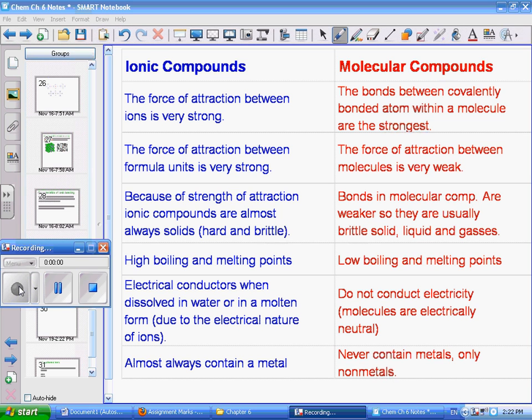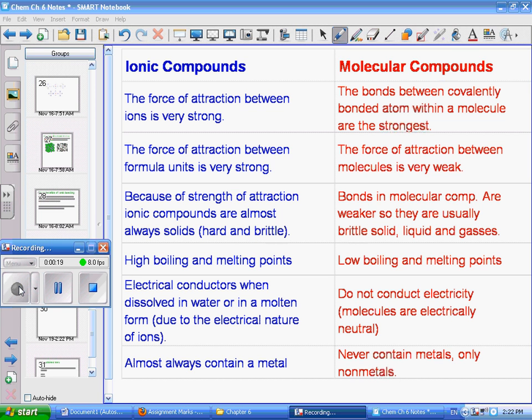I think this is one of the more important lessons I do, so you understand the difference between ionic and molecular compounds. I've given you guys this particular slide in your notes. It's online, check it out. What I want to do is take some time to go over this so everyone's on the same page. And not only that, but you can review it whenever you want to.